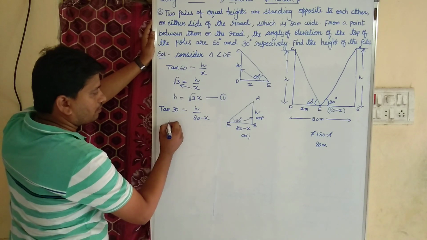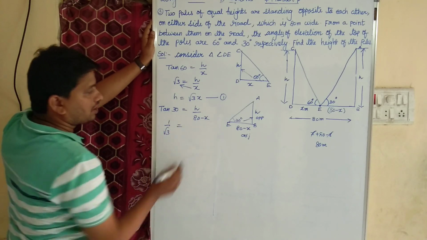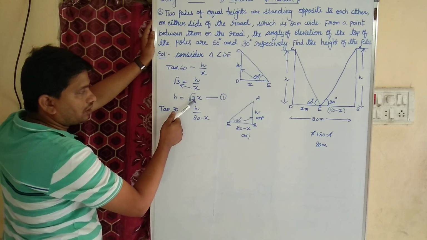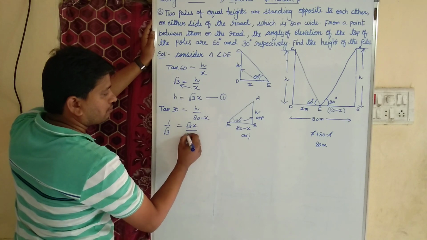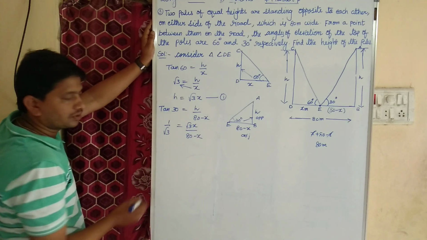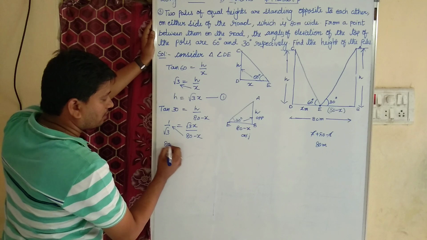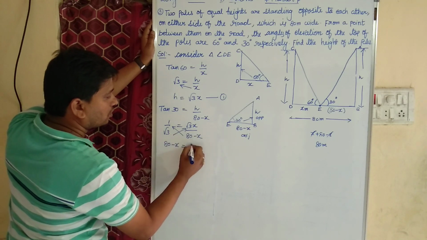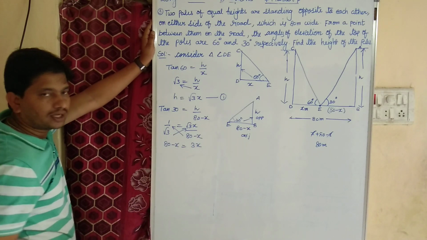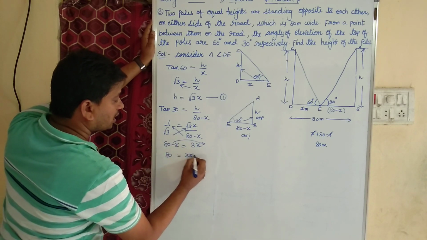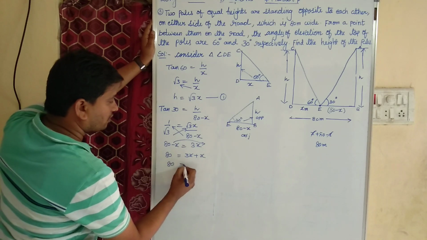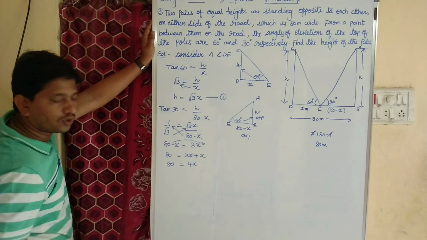So tan 30 value, how much, children? Tan 30 is 1 by root 3 equal to, we got h value as root 3x. In the place of h, I can write root 3x by 80 minus x. Cross multiplication: 1 into 80 minus x equals root 3 into root 3x, that implies 3x. Minus x you transpose, 80 equals 3x plus x. So 80 equals 4x.